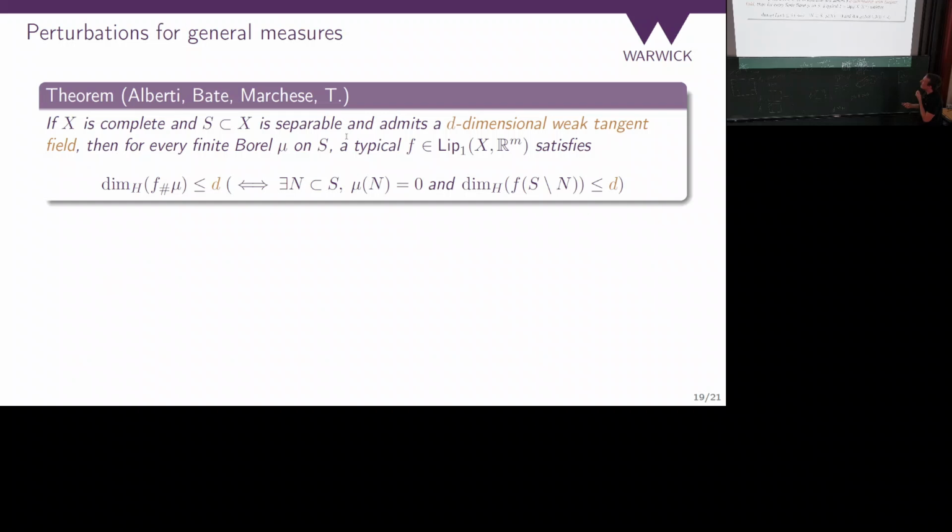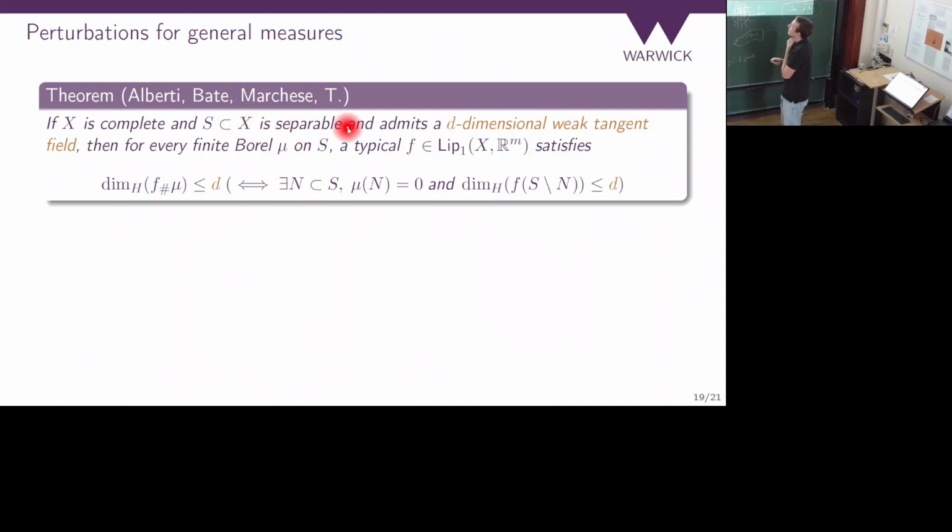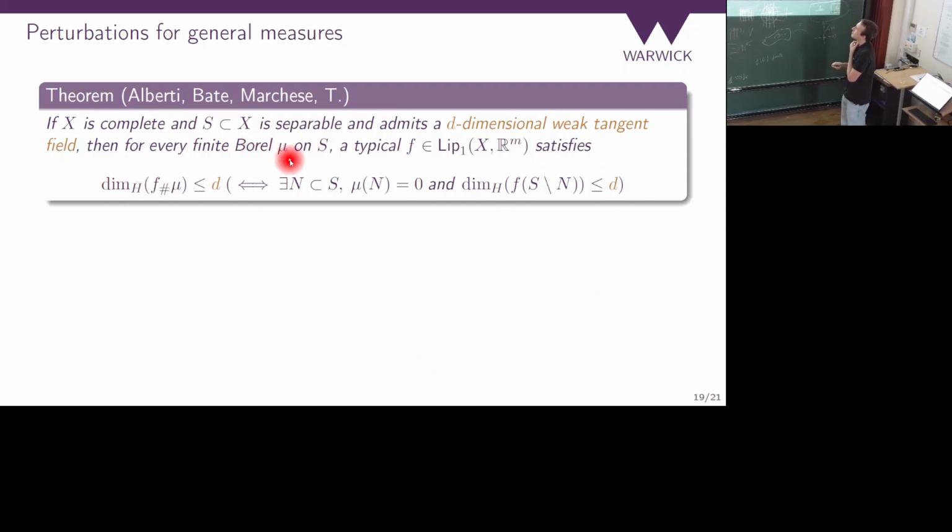So the result we can get is this. If X is a complete space and you have a separable subset S of it which admits a d-dimensional weak tangent field, then for every finite Borel measure mu on S, the typical F will satisfy this. So the push forward of the measure under F will have Hausdorff dimension at most d.